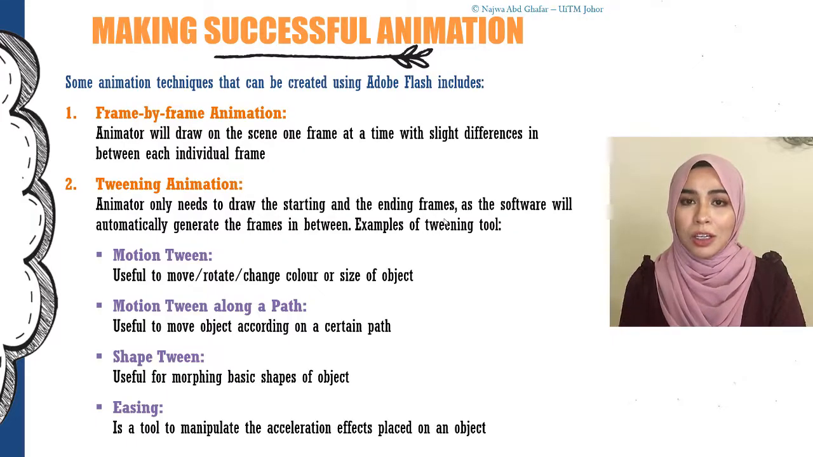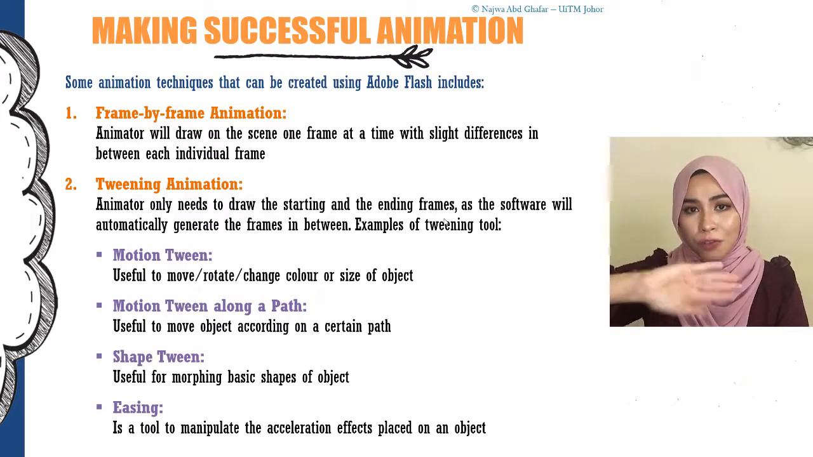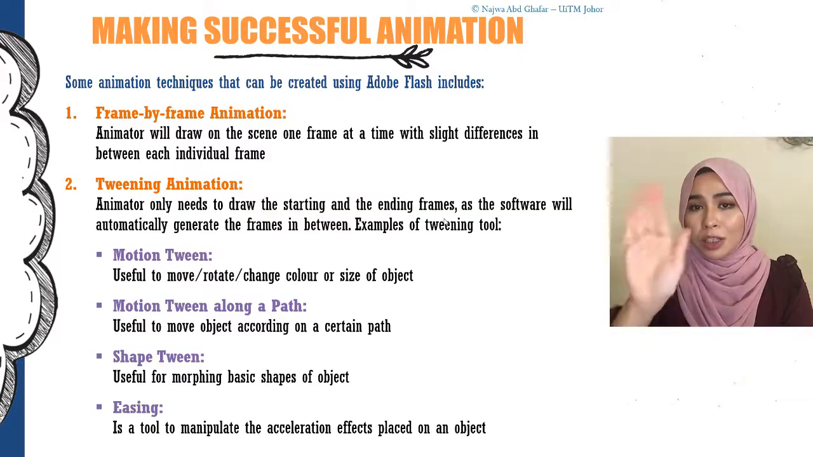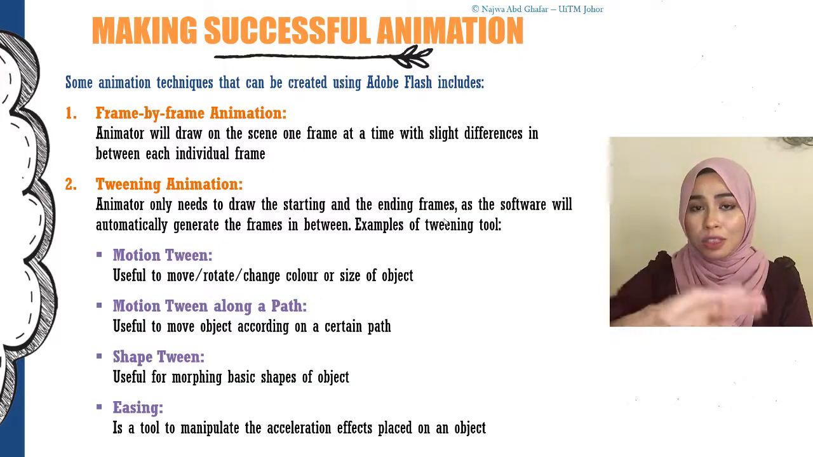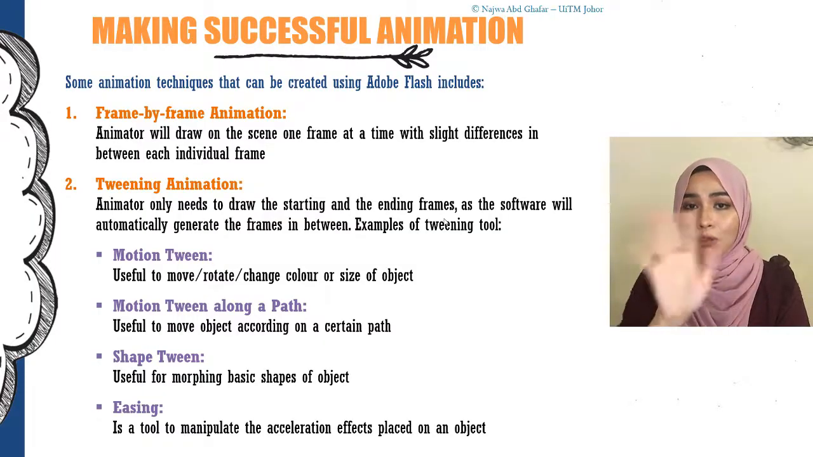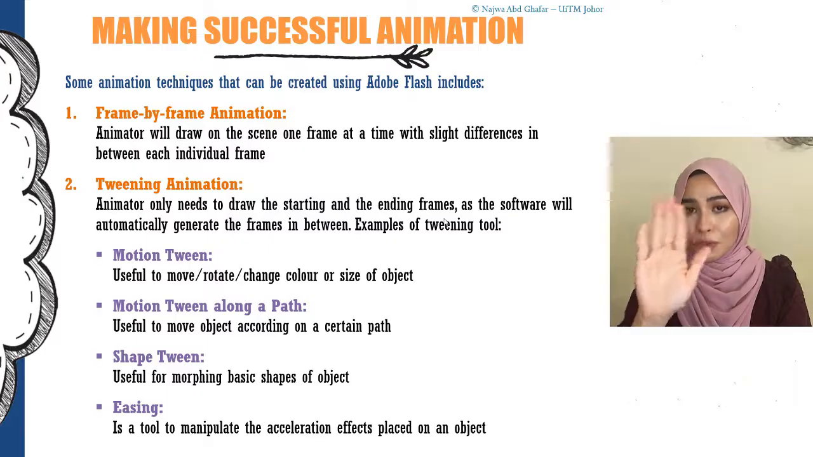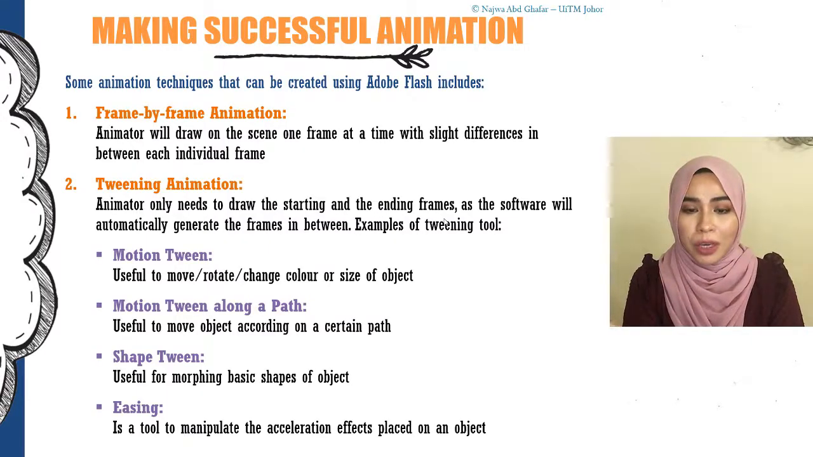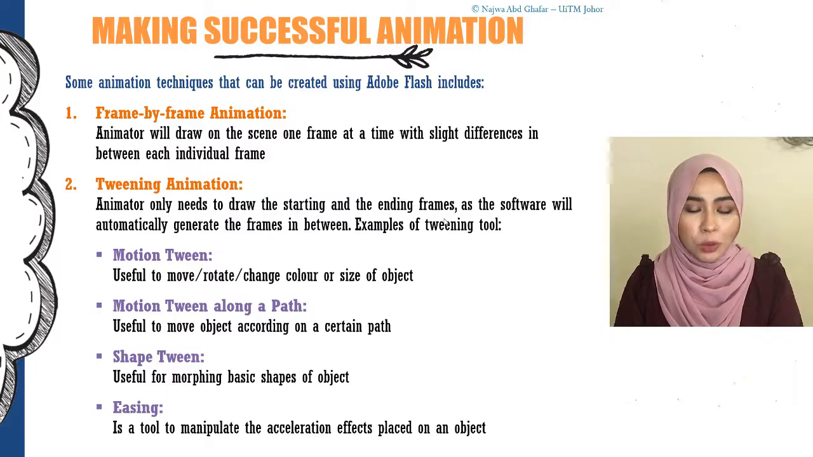With tweening animation, you only need to draw the first keyframe and the last keyframe. The frames in between are called tweening. When you create the tween, the software will automatically draw the frames for you. So this is known as tweening animation. There are a few tweening tools that you can use, which is motion tween.